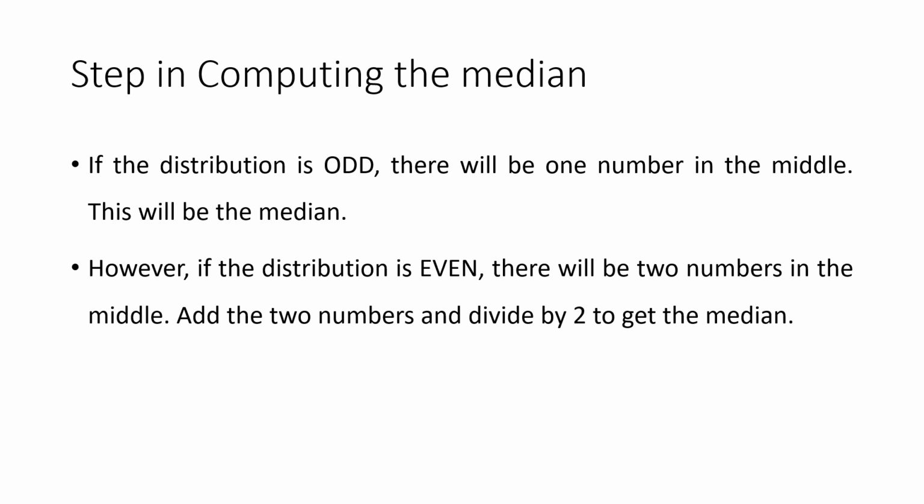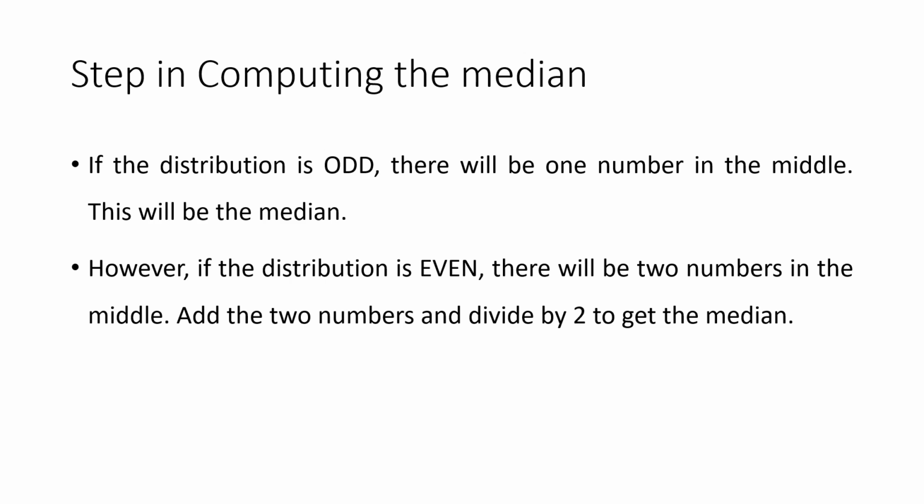If the distribution is odd, there will be one number in the middle. Then this will be the median. What do we mean by odd? Examples of odd numbers include 3, 5, 7. These are numbers that are not divisible by 2. So when we have any such distribution that is odd, it is easier to identify the number in the middle.